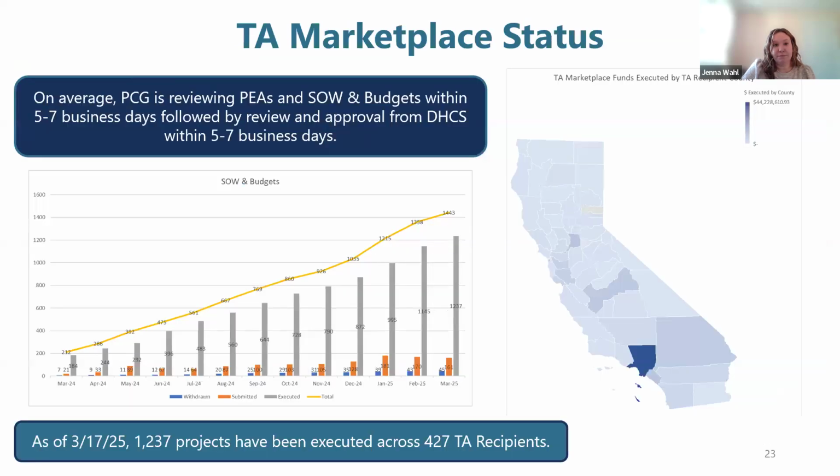Next slide. So just an update on where we are. We are reviewing PEAs and scope of work and budgets within about 5 to 7 business days, followed by DHCS also doing a review within 5 to 7 business days. So looking at those approvals for a total of 10 to 14 business days. Currently, we have over 1,200 projects that have been executed across almost 430 TA recipients. I will now pass it to Katie McGuire from my team, who is going to walk us through how to submit a strong PEA.